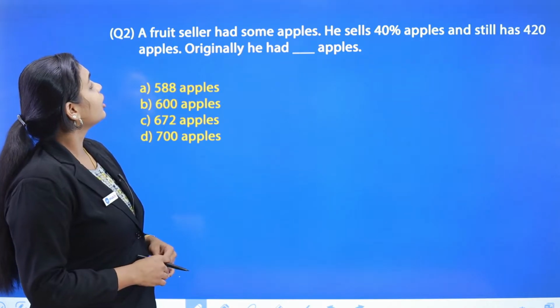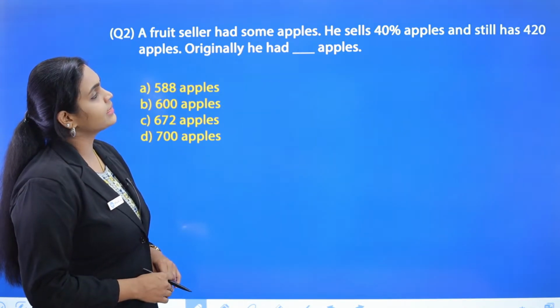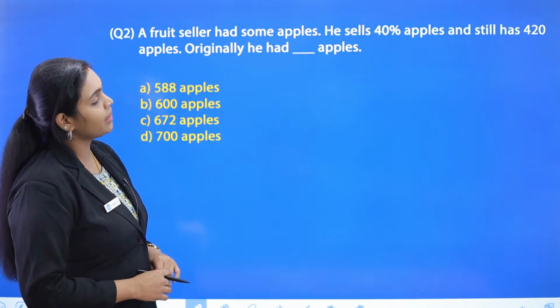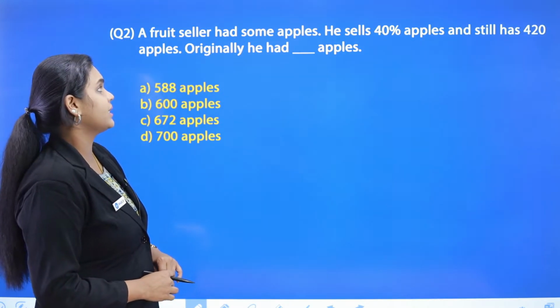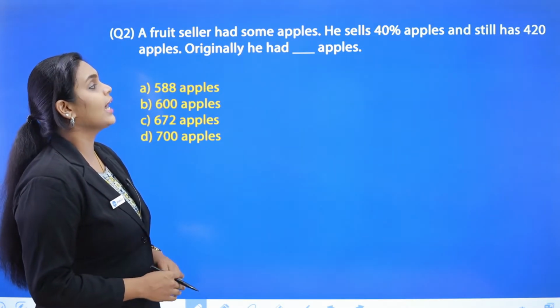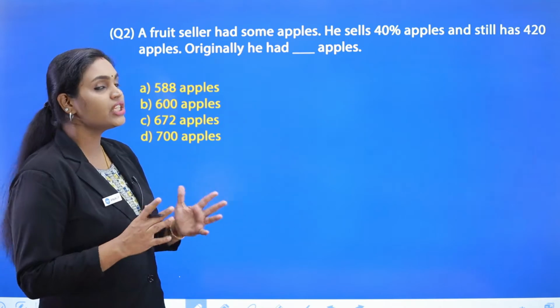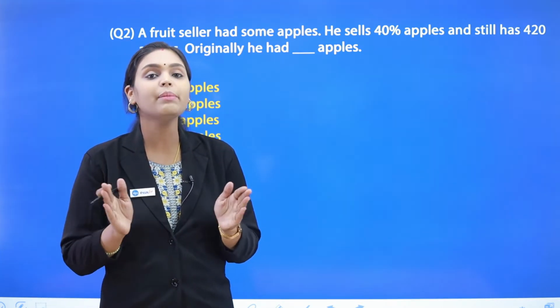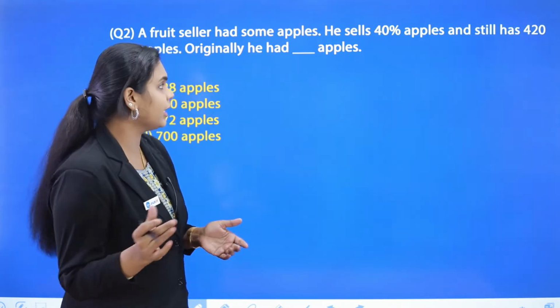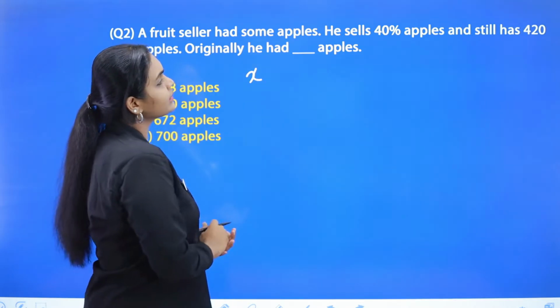Question number 2. A fruit seller had some apples. He sells 40% of the apples and still has 420 apples. Originally, he had dash apples. So initially the fruit seller has some apples. That value is not given. So let it be x. Okay, now what else is given?